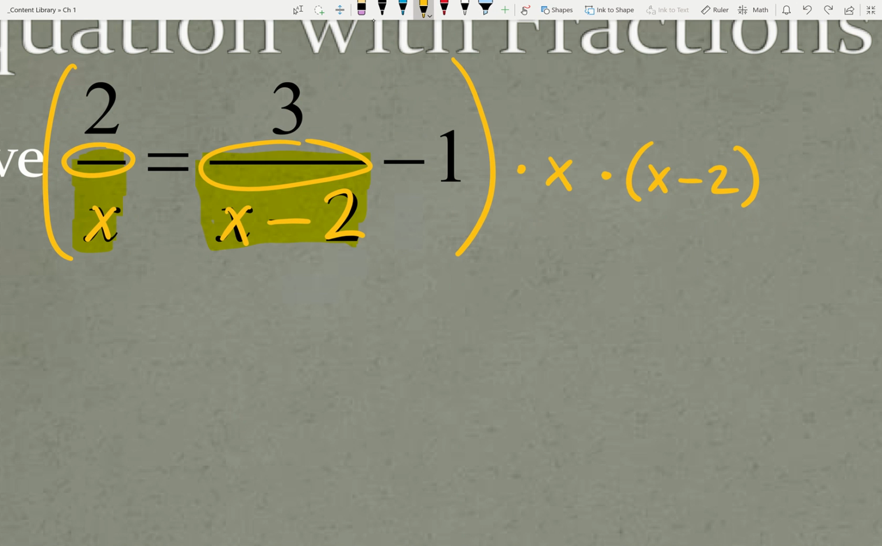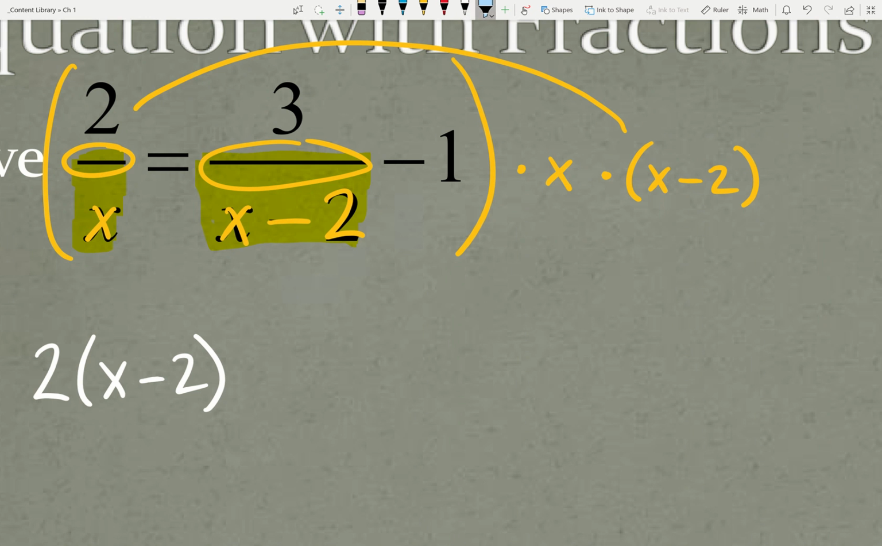And so when we distribute that to the first term, the divided by x is going to cancel out with the times x out here, and it's simply going to leave you with 2 times what's left over, which is going to be 2 times the quantity x minus 2. That's how this is going to work out whenever you distribute that to the inside. So I'll write that here, 2 times x minus 2.